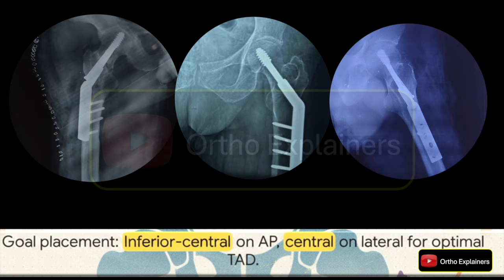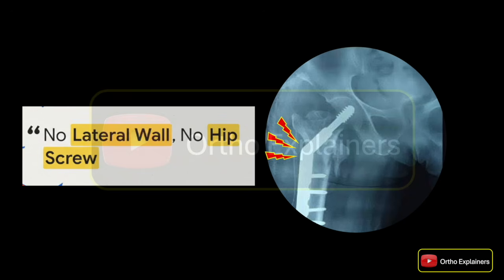The lag screw is sitting nicely in that central inferior quadrant on the AP, and it's dead center on the lateral. That's the position that gives you the best purchase in the femoral head and lets you nail that ideal tip apex distance.